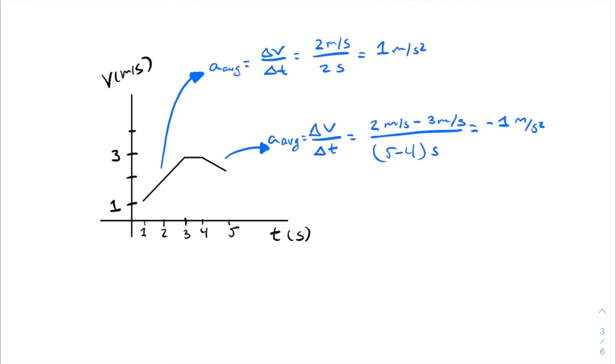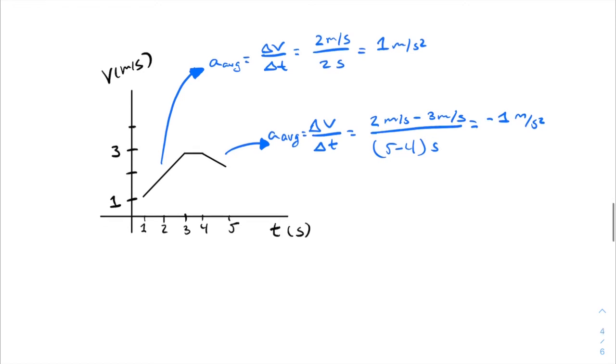Now, the second line is simply a flat line. This means that the velocity has not changed in this period of time. So we have 3 meters per second for 1 second, right? So the difference in velocity is equal to 0, and our average acceleration here is simply going to be 0.